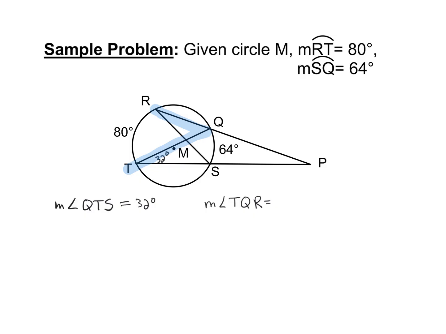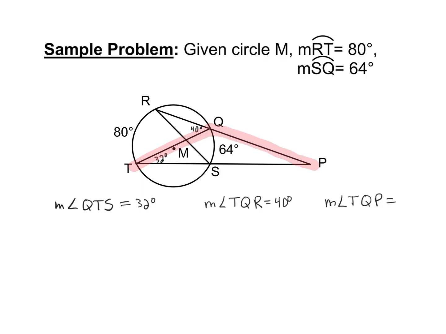TQR. Well, let's see, the arc that it subtends is right here. So if this is 80 degrees, then angle Q here, RQT, must be half of that, so it must be 40. Now next we're going to find the measure of angle TQP. So I'm going to highlight that, TQP.